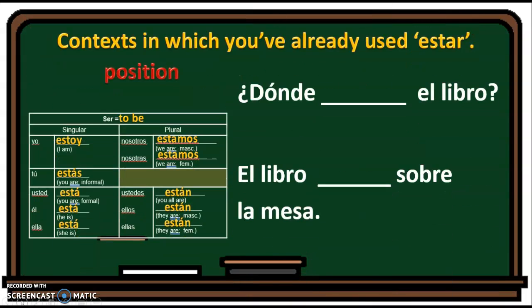Here's another context where you've used it, position. In this unit, unit 2, we're looking at prepositions of location or position. So when you asked, ¿Dónde está el libro? You used está. To answer that, you could say, el libro está sobre la mesa.